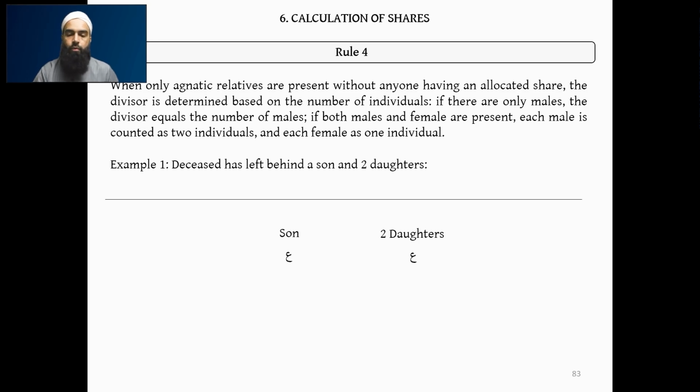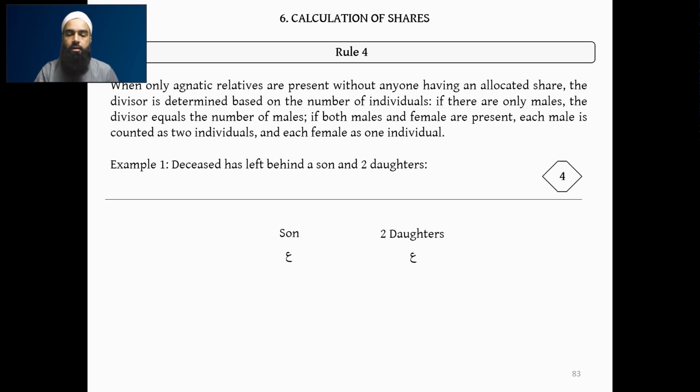So what happens in this scenario? We're looking at number of individuals. We've got 2 daughters and we've got 1 son. But the son, because he's the male, he'll be counted as 2. So we've got 2 daughters and so-called 2 sons. We just make the son into doubles. So we've got 4 people. So that means 4 people means we need 4 shares. So therefore we'll make the divisor into 4.